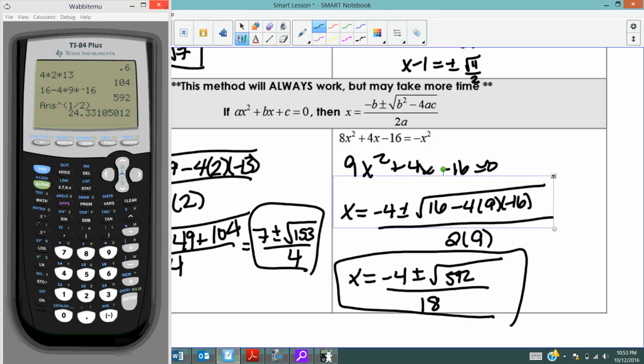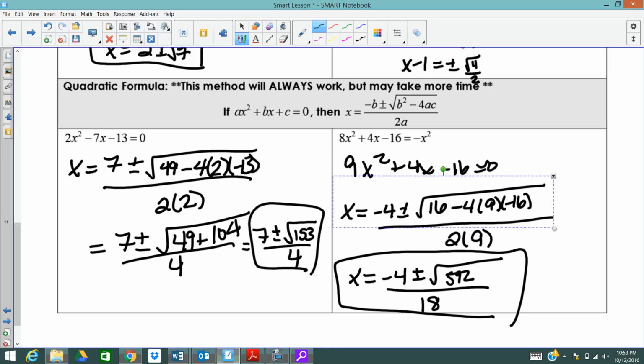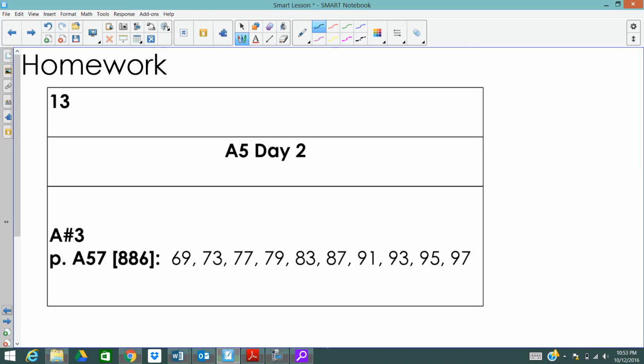All right, so that is our lesson for today. Hopefully it was all review. Maybe a quick refresher in completing the square, but you have the rest of the period to work on your homework. Your homework is in your book. Assignment number 3, page 57.